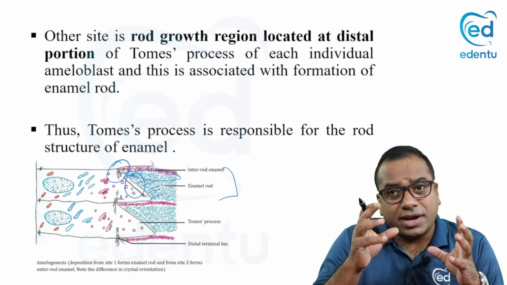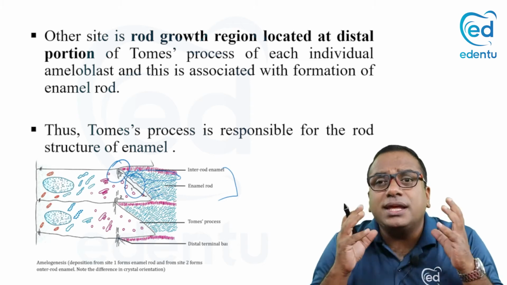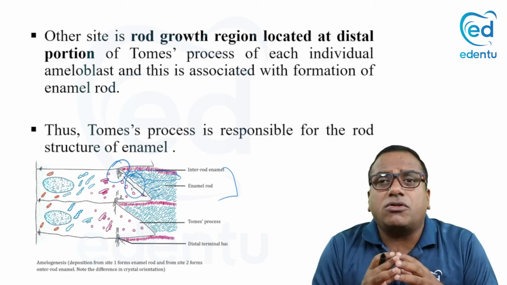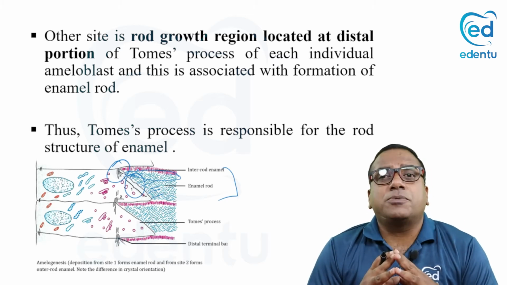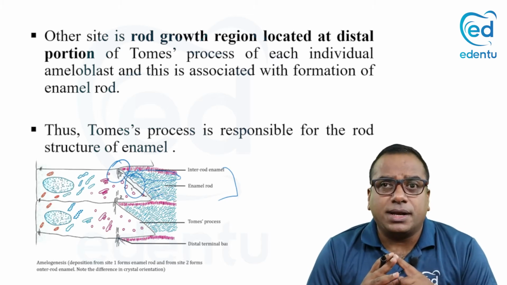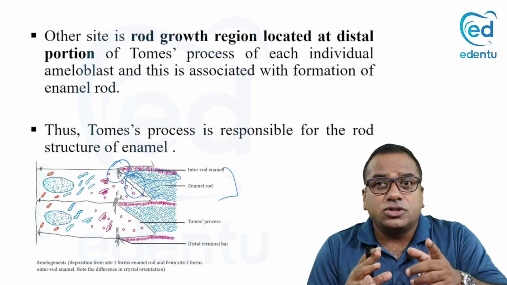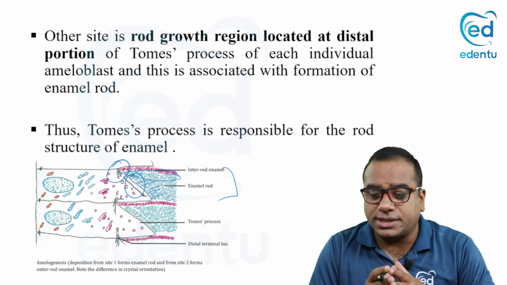What is a rod? Our enamel is made up of millions of rods, the basic structural or functional unit, you can call it. So Toomes' process is responsible for the rod structure of enamel. Enamel will be formed only if Toomes' process is there.